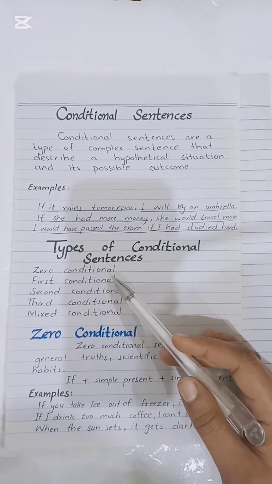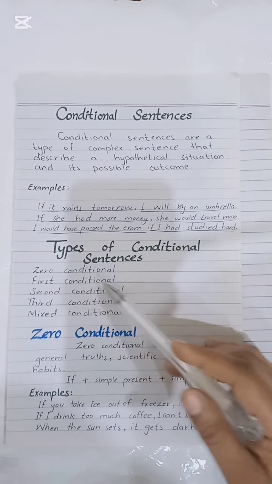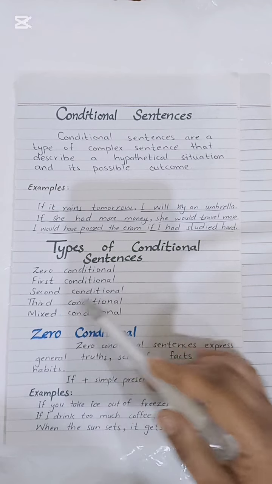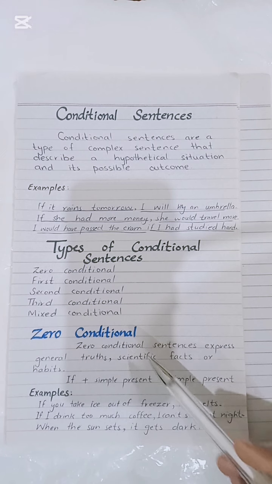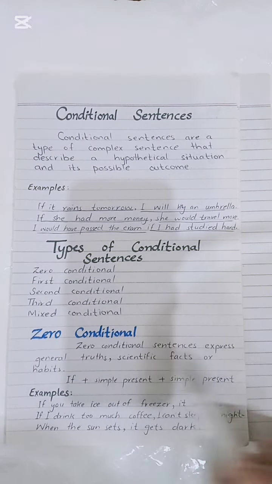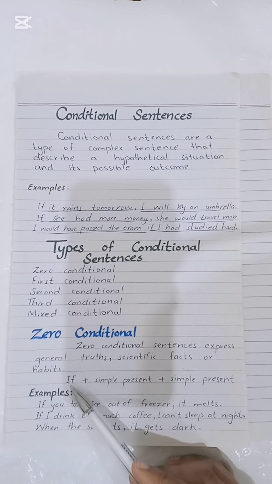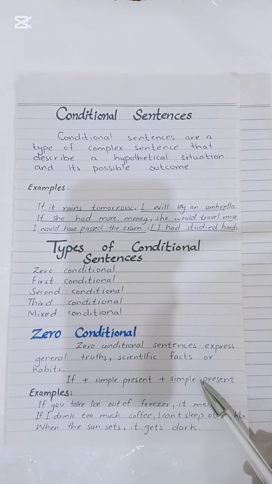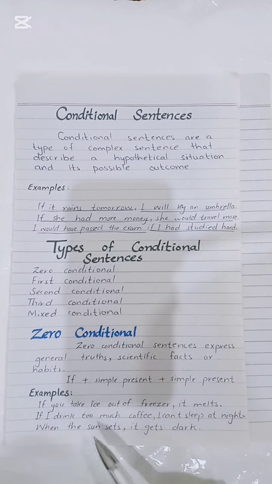Types of conditional sentences. There are 5 types of conditional sentences: zero conditional, first conditional, second conditional, third conditional, and mixed conditional. The first one is zero conditional. Let's see what zero conditional is. Zero conditional sentences express general truths, scientific facts, or habits. Its sentence structure consists of if, simple present, and simple present. Both its clauses are in simple present. Here are some examples. Let's see.